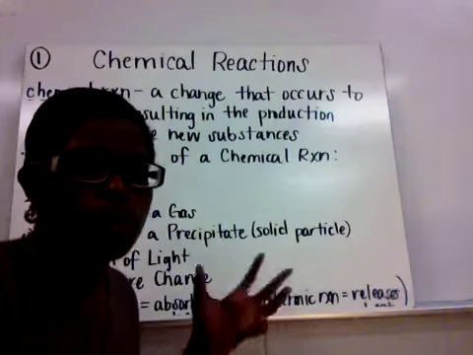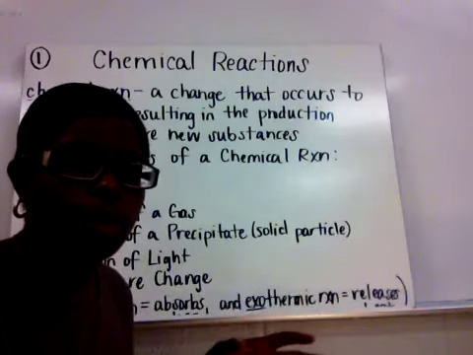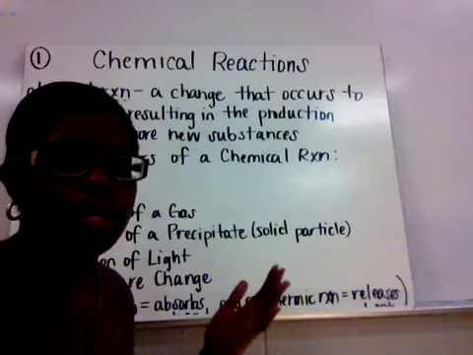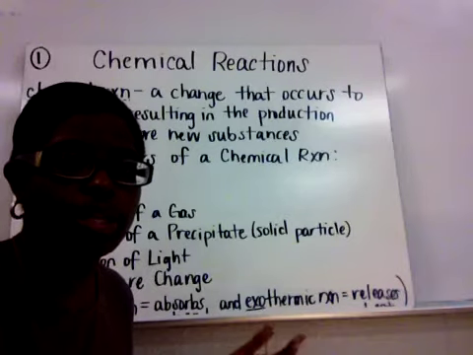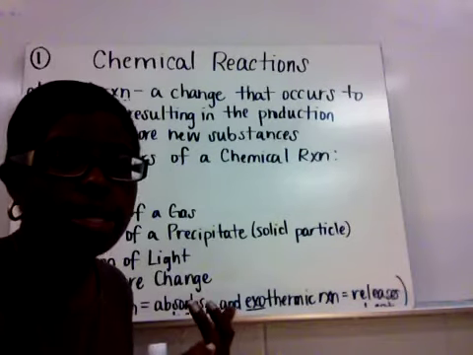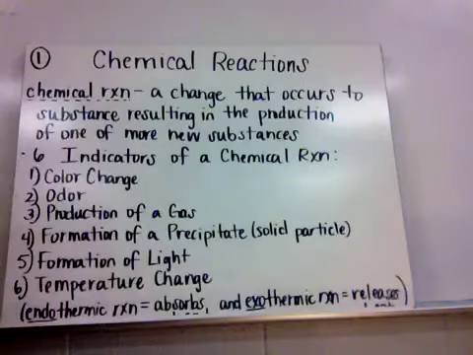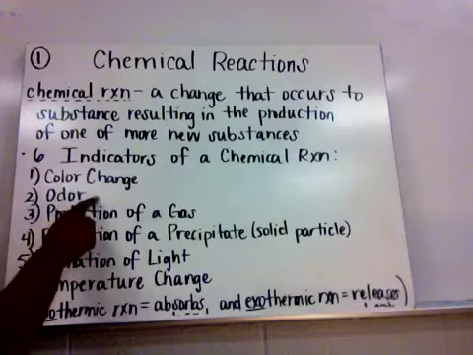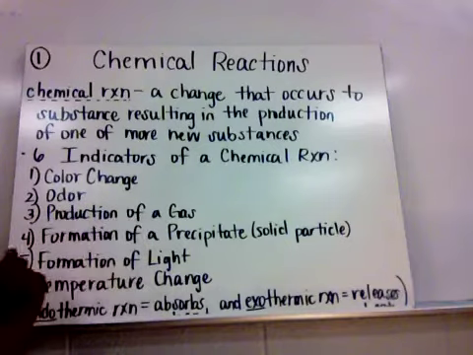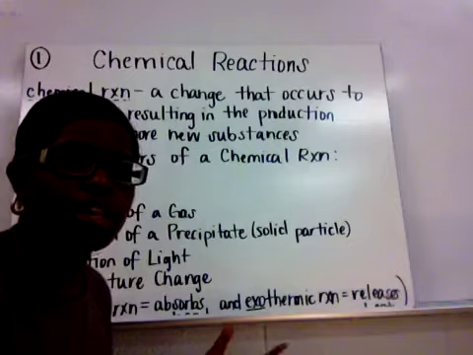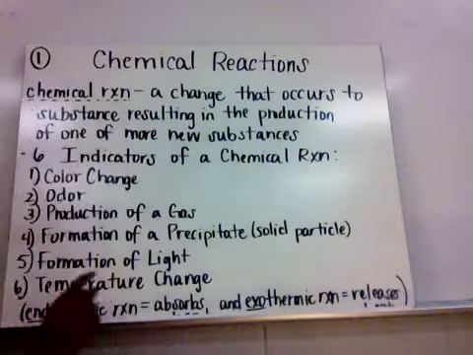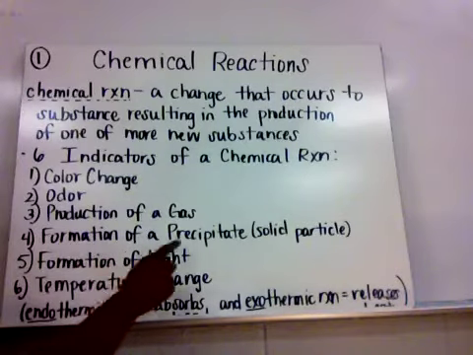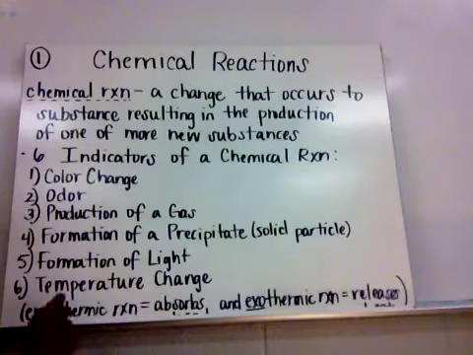Many of you will notice when you're conducting or observing a chemical reaction, these are the things you should use one of your senses to either hear, to see, or to smell. So, first one, color change. Second one, odor. Third one is the production of a gas. Most of you reference the production of a gas with steam. 4, formation of a precipitate. This is a solid particle. 5 is formation of light. 6 is the temperature change.